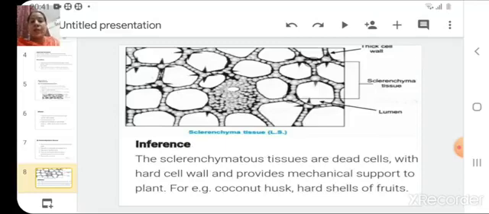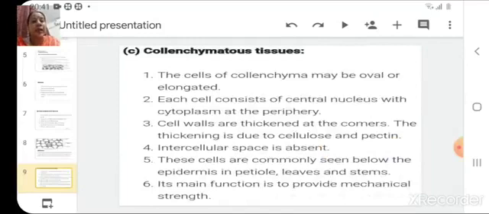An inference for this sclerenchyma tissue will be: the sclerenchymatous tissues are dead cells with a hard cell wall and provide mechanical support to the plant. For example, coconut husk and hard shells of fruits. Then you will write the third type of tissue, that is collenchymatous tissue or collenchyma tissue.